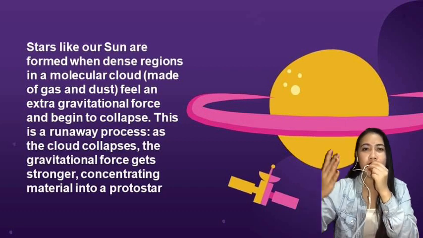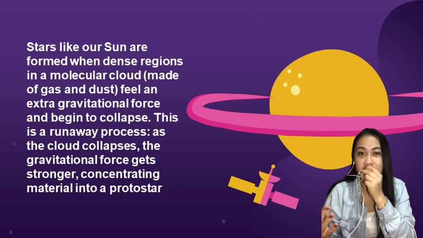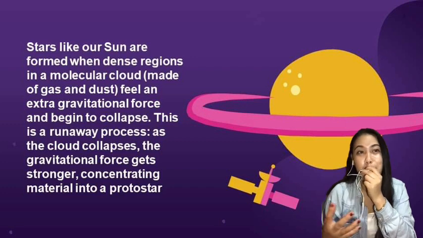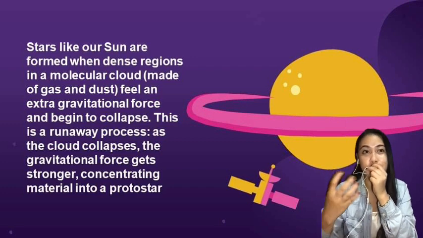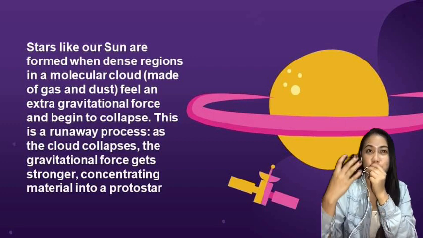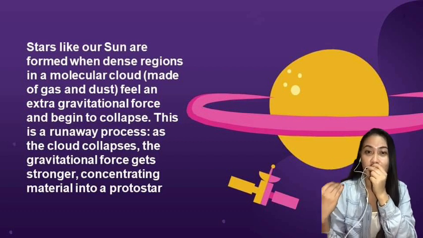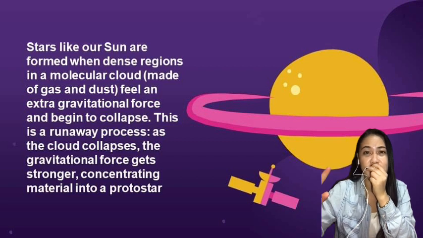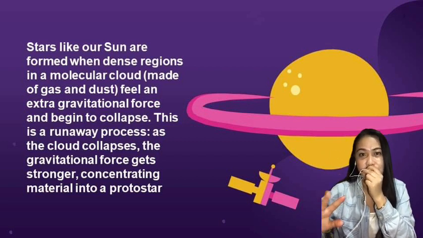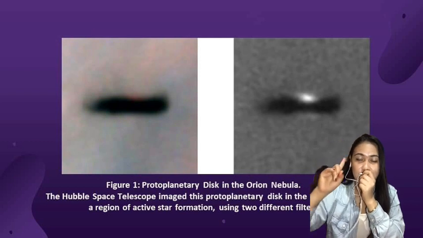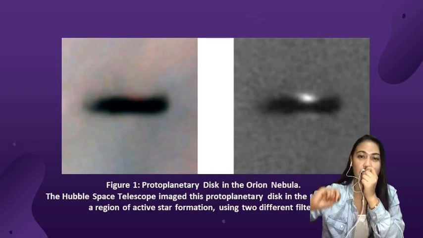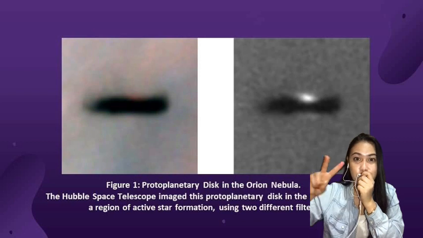But roughly half of the time, this protostar will fragment or be gravitationally bound to other protostars, forming a binary or multiple star system. These are stars that are gravitationally bound and orbit each other. Okay, so please observe the picture. We are using two different filters.